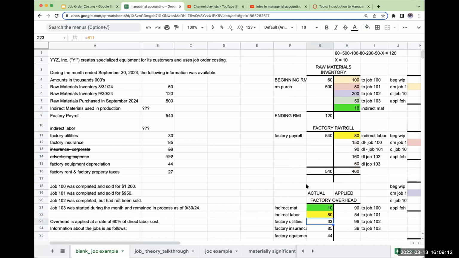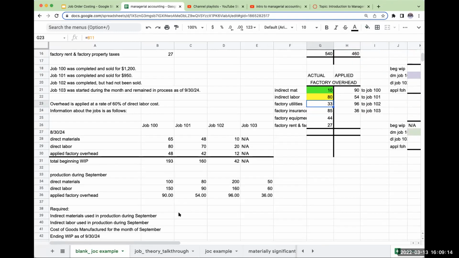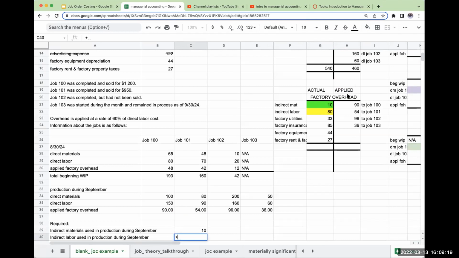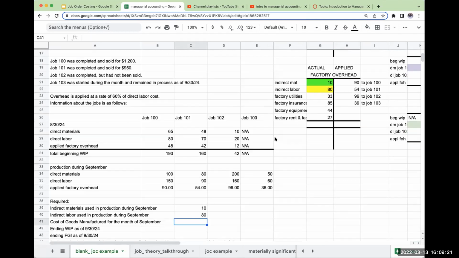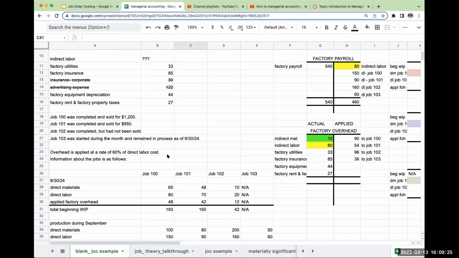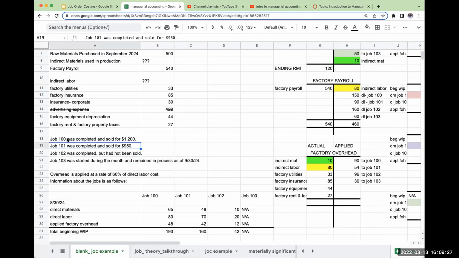Okay, so let's answer what we have so far. So my indirect materials were 10. My indirect labor was 80. Now let's figure out cost of goods manufactured. To figure out cost of goods manufactured, I need to look at each one of my jobs and see where it was going. Let's start at the bottom first.